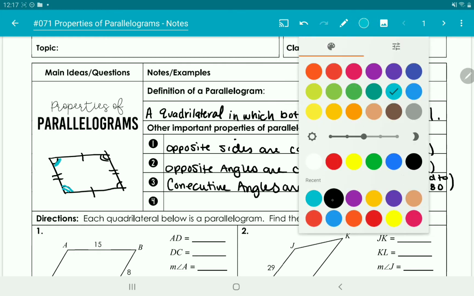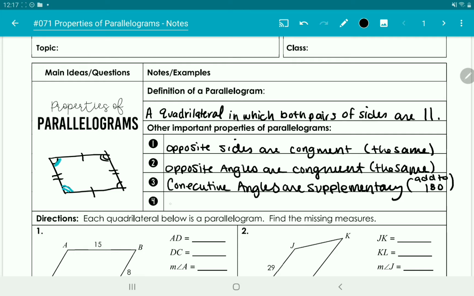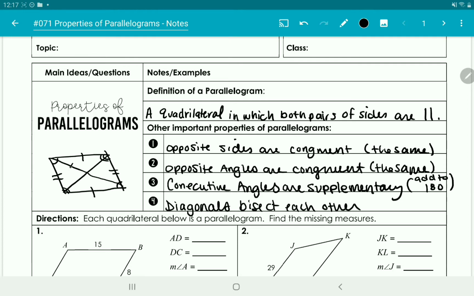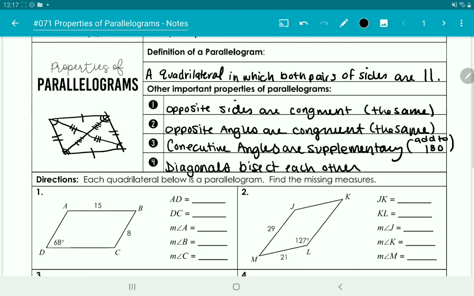Okay. And then lastly, we have the diagonals that are created here bisect each other. So they cut each other perfectly in half. So I'm going to erase this blue. Okay. If we draw these, we connect the corners like that. They cut them in half. So this is the same as this, and this is the same as this. Okay? So those are the things that come with parallelograms.